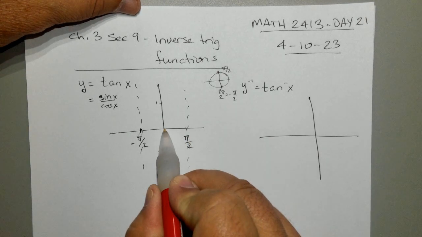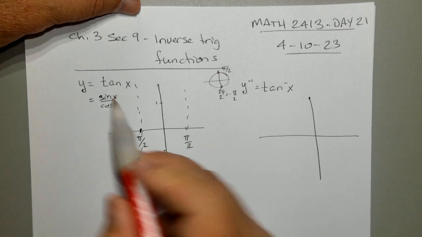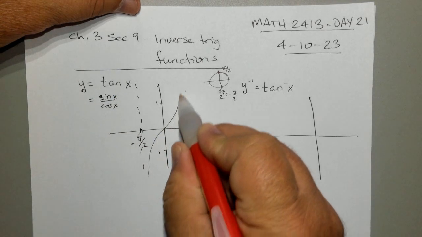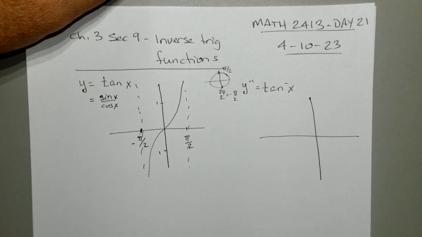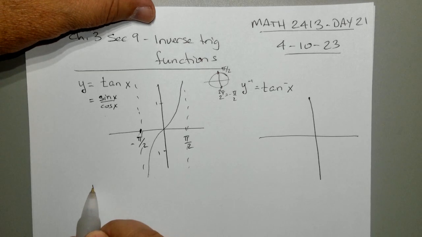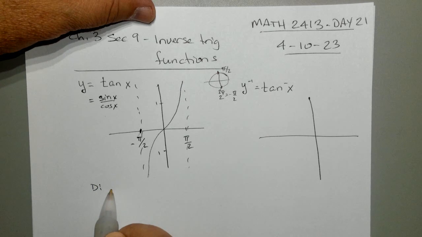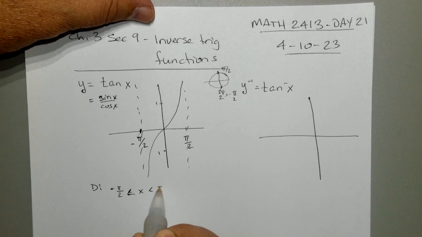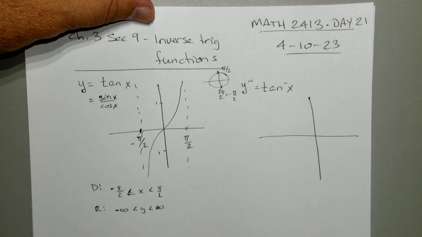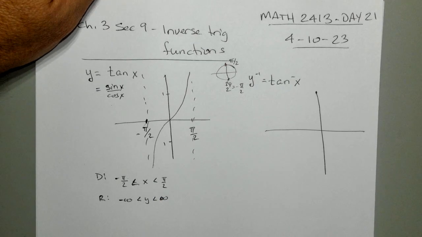At 0, cosine is 1, sine is 0. Increasing function, it looks like this. For the domain, it is between pi over 2 and negative pi over 2. The range is all real numbers, negative infinity to positive infinity.